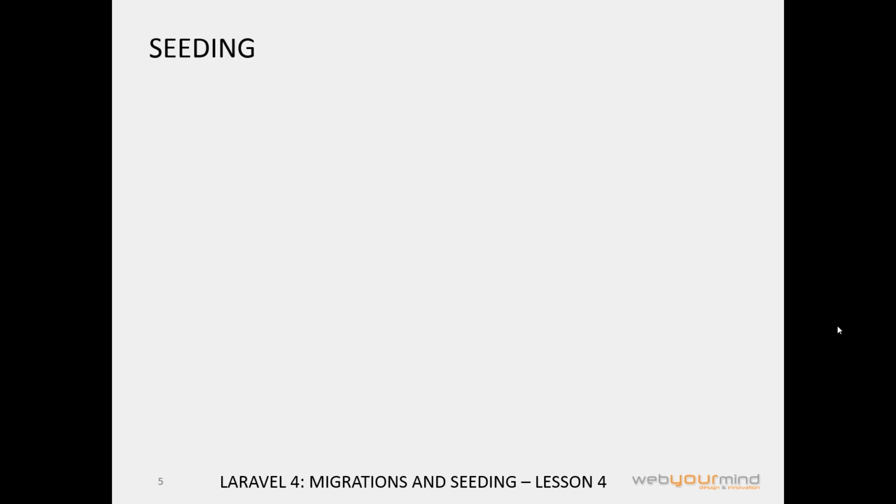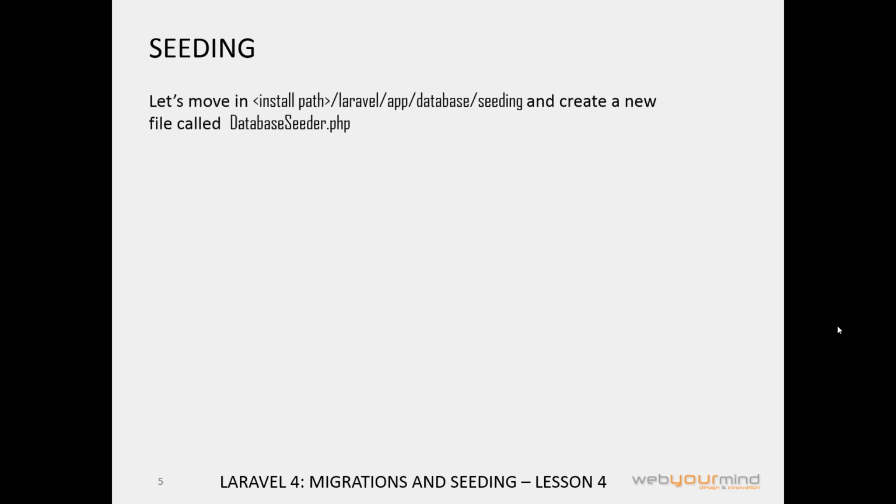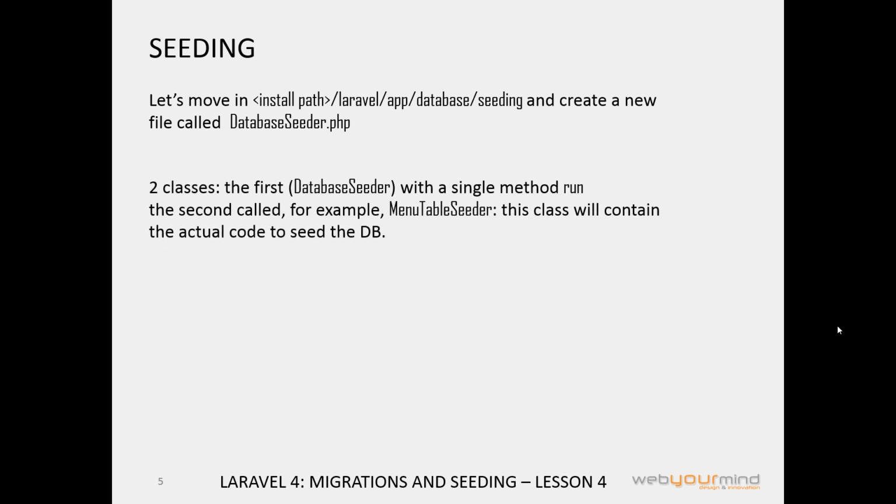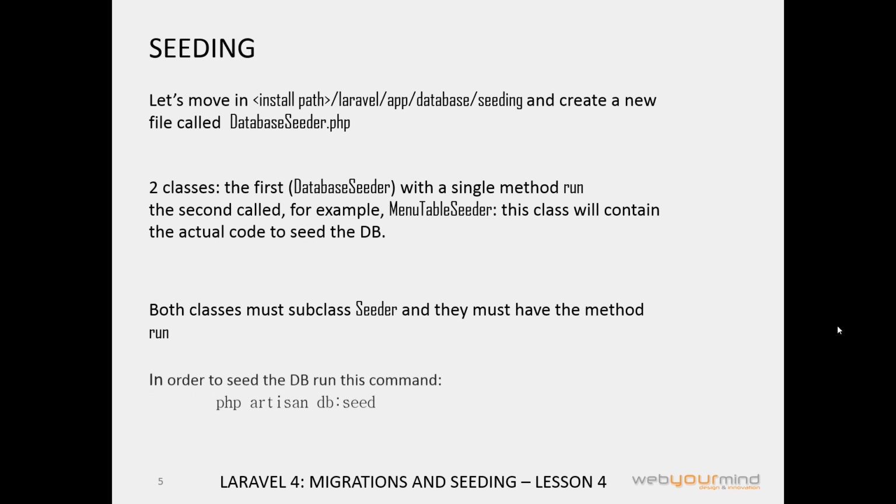Let's move to the directory app/database/seeding and create a new file called databaseseeder.php. In this file, we will create a couple of classes and make them inherit from the seeder class. Both classes must have a method called run. This convention is used by artisan to run the seeding command. To run the seeding, we have to issue the command php artisan db:seed.